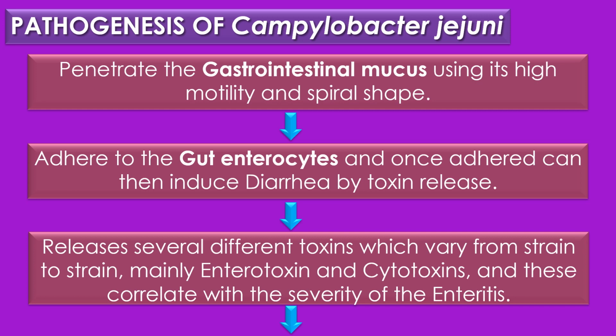To initiate infection, Campylobacter jejuni must penetrate the gastrointestinal mucus, which it does by using its high motility and spiral shape. The bacteria must then adhere to the gut epithelial cells, and once adhered can then induce diarrhea by toxin release. Campylobacter jejuni releases several different toxins which vary from strain to strain, mainly enterotoxin and cytotoxins, and this correlates with the severity of the enteritis.